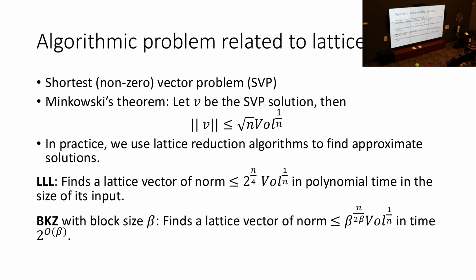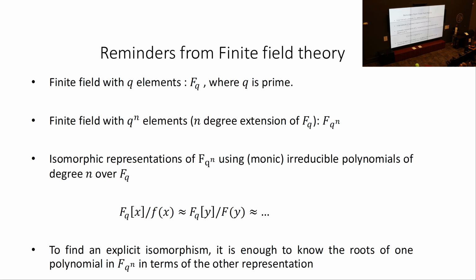Algorithmically, it's a hard problem to find the shortest vector, both in theory and in practice. Now, I want to give some reminders from the finite field. For any prime integer q, I define F_q to be the finite field with q elements. For any positive integer n, I define F_q^n to be the degree n extension of the finite field. Finite fields are unique, but you can have different representations of it.